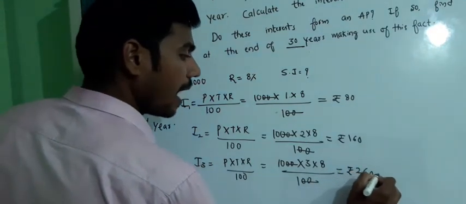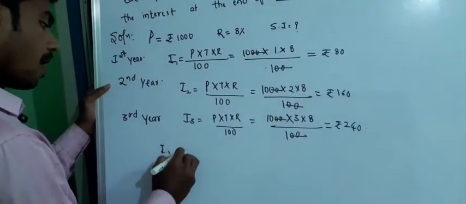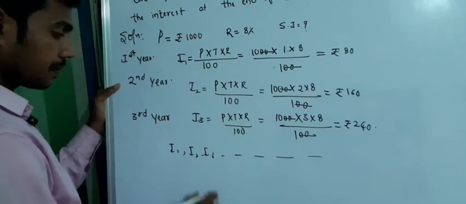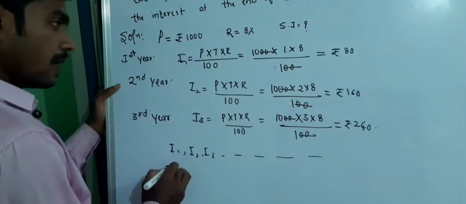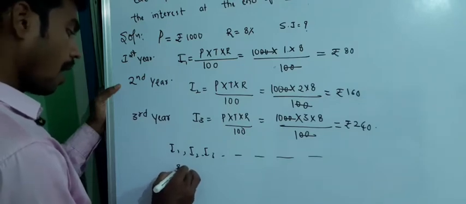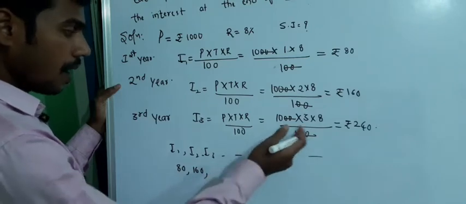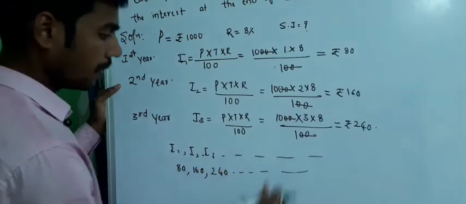So I am going to write it in sequential order. That is I1, comma, I2, comma, I3, comma. So next, what is I1 here? 80. What is I2? 160. What is I3? 240, and so on.